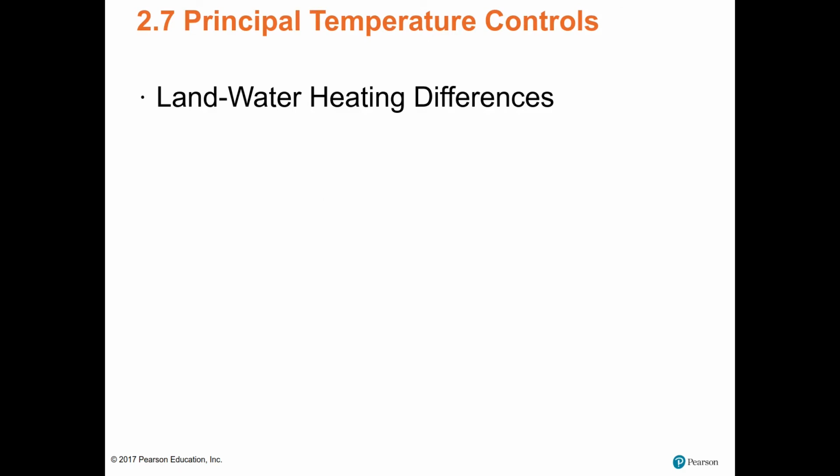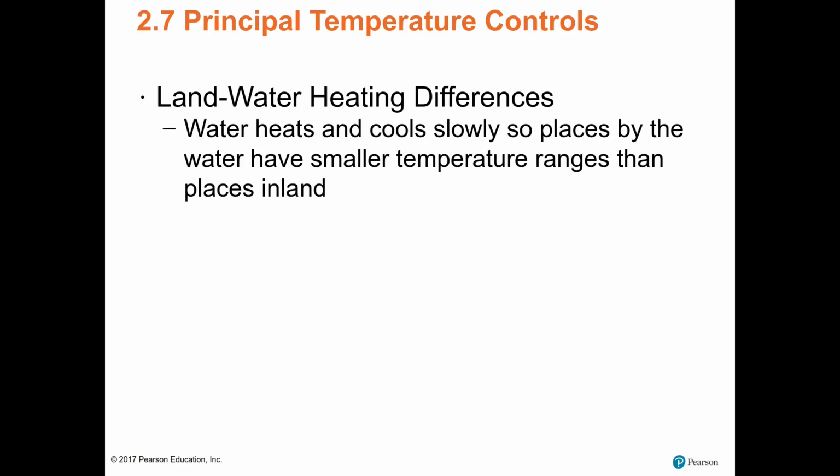Ooh, land-water heating differences. This is huge for range. Land-water heating differences affect temperature range. Water heats and cools very slowly, and there are a bunch of different reasons for this.